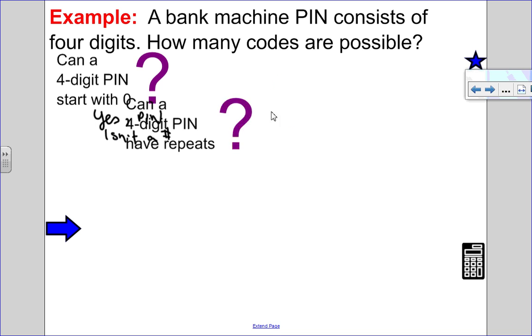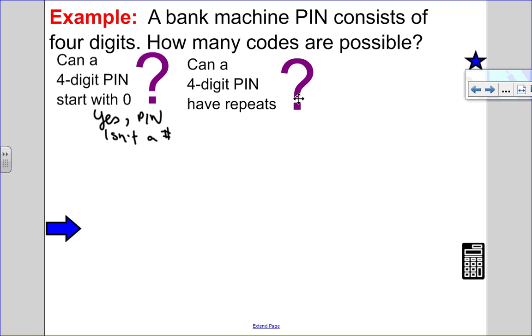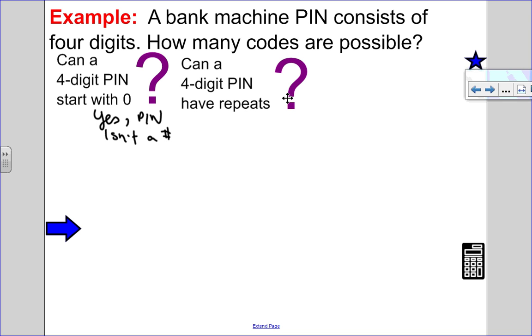Okay, my second question to you is, can a PIN have repeats? So could you have a code that was, say, 1123 or 1112? And the answer, yes, you can have as many as you want. Okay, so yes, as many repeats as you want. So as many repeats as digits is possible.